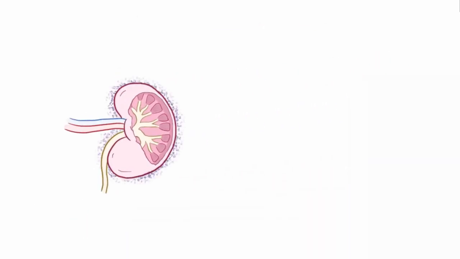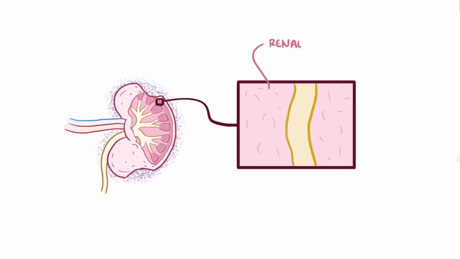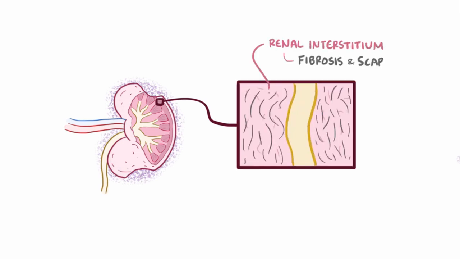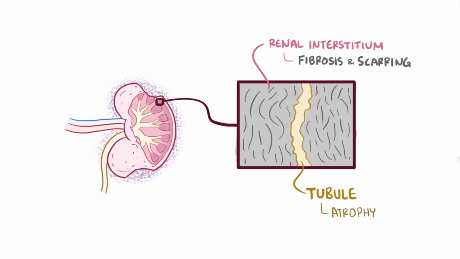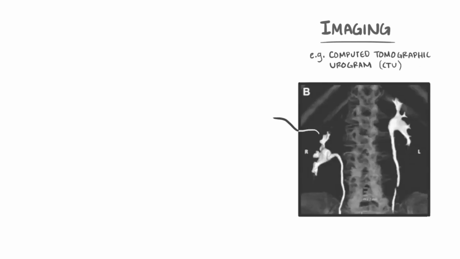Although one episode of inflammation might not lead to any permanent damage, recurrent episodes of inflammation eventually lead the renal interstitium to undergo fibrosis and scarring, and those renal tubules atrophy, and these changes are generally found in the upper and lower poles of the kidney. Also, on imaging studies, like for example computed tomographic urogram, or CTU, the renal calyces become blunted or flattened.